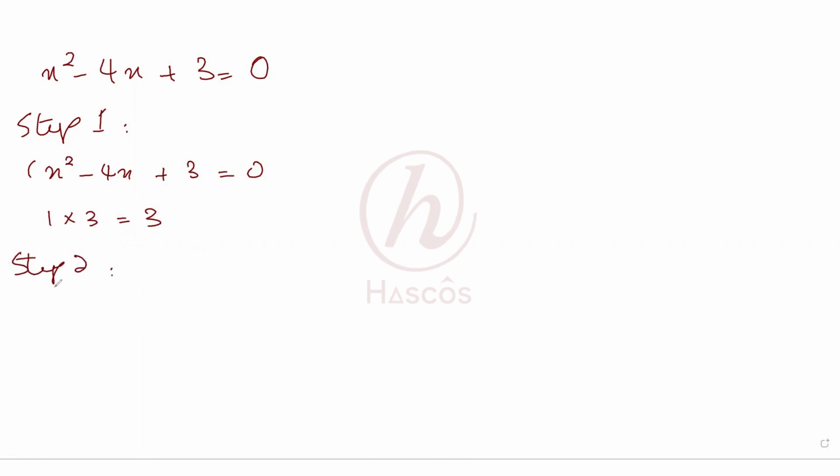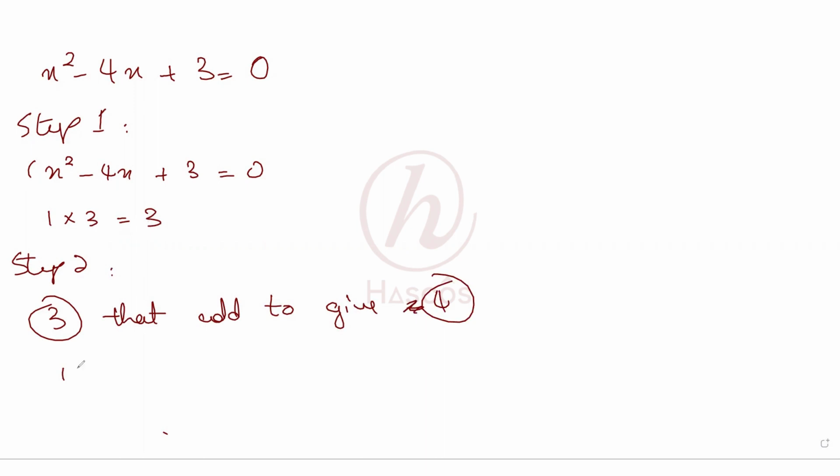We need the factors of 3 from step number 1 that add to give the middle term, which is 4. 1 times 3 as a pair of factors of 3 gives us a 3. And 1 plus 3 do give us 4. Hence, we can break down our middle term into 1 plus 3.